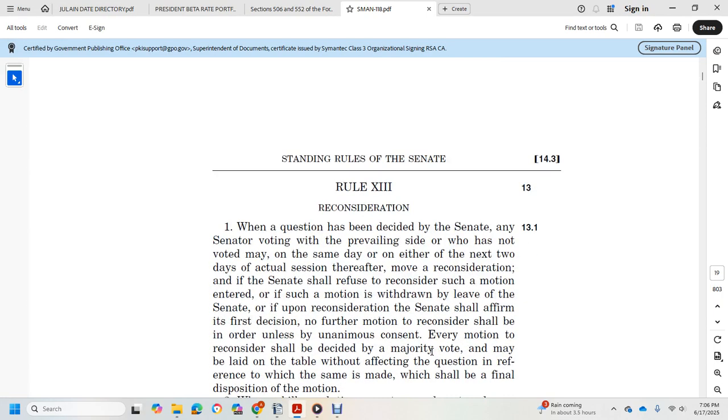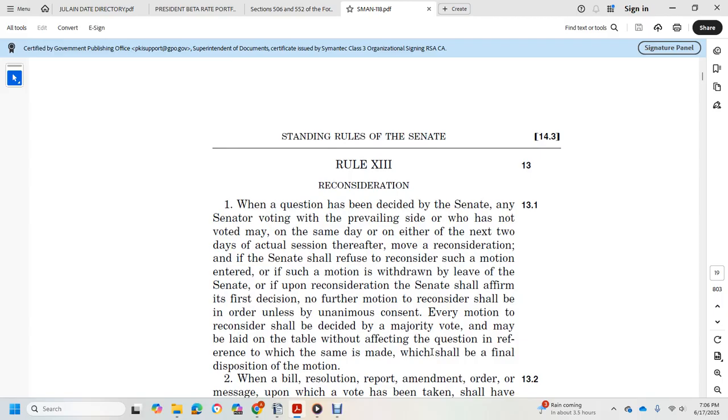Rule 13, reconsideration. When a question has been decided by the Senate, any senator voting on the prevailing side, or who has not voted, may, on the same day or on either of the next two days of actual session thereof, move a reconsideration. If the Senate refuses to reconsider, or if such motion is withdrawn by leave of the Senate, or if upon reconsideration the Senate shall affirm the first decision, no further motion to reconsider shall be in order unless by unanimous consent. Every motion to reconsider shall be decided by a majority vote, may be laid on the table without affecting the question to which the same is made, which shall be a final disposition of the motion.